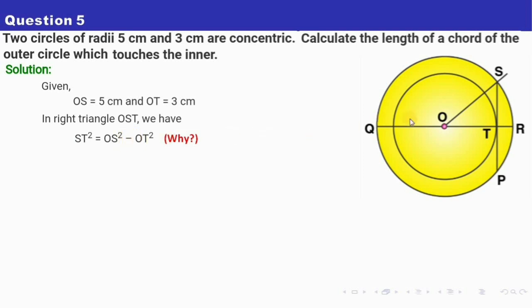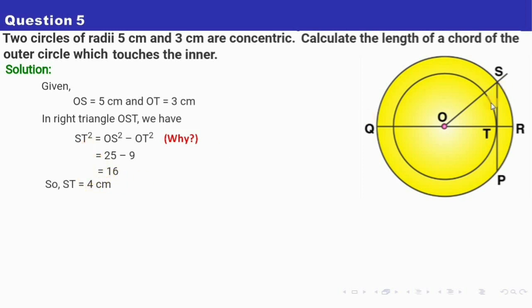Now here, as usual, this OS is my hypotenuse, right? So let us put the values of whatever things we know here. We know OS is 5 and OT is 3. So if I put the values, 5 squared is 25 and 3 squared is 9. So 25 minus 9 is 16. That is, ST squared is 16. That means ST will be the square root of 16, that is 4 centimeter.